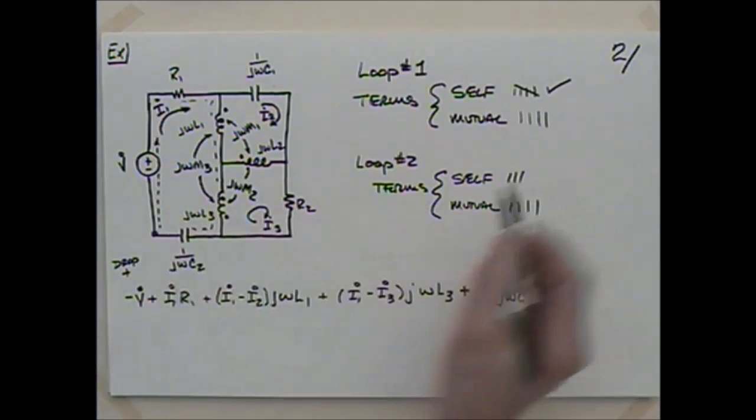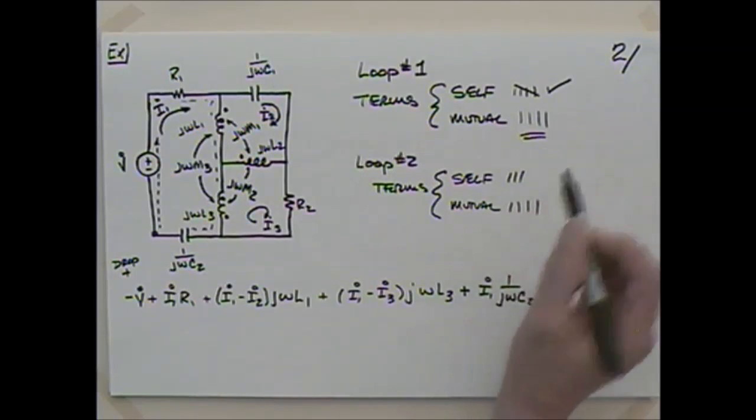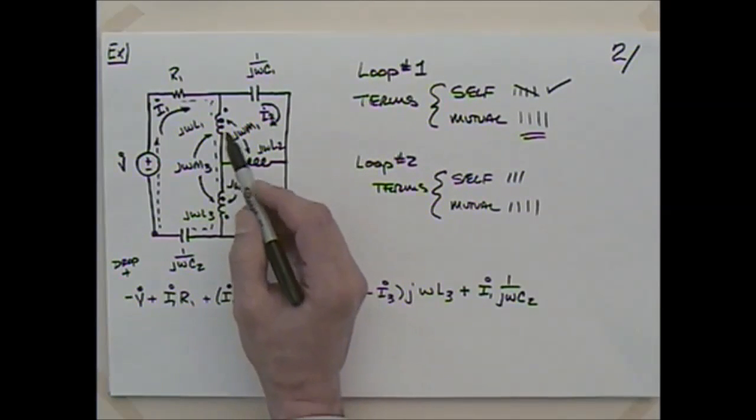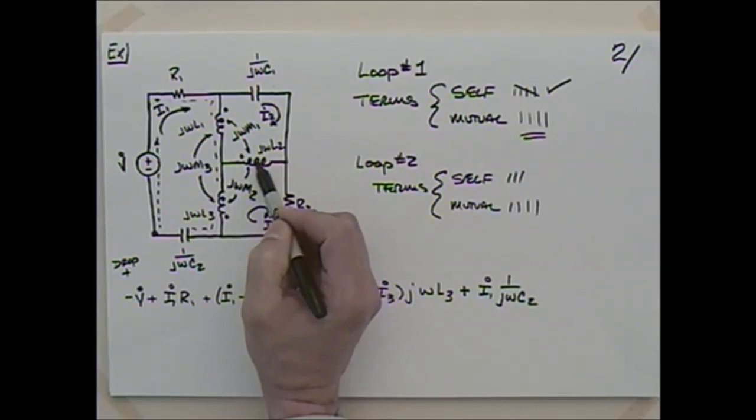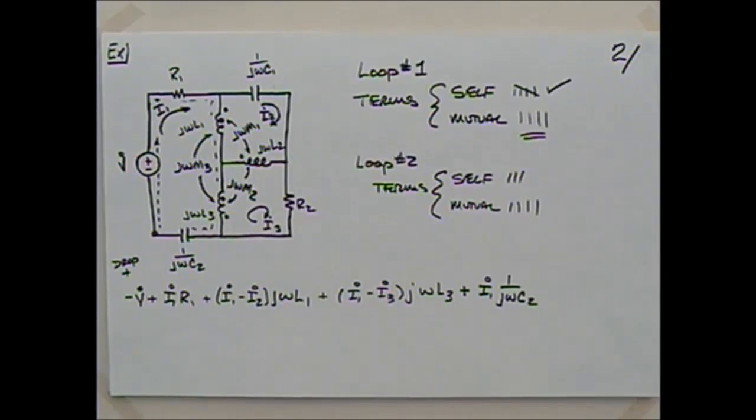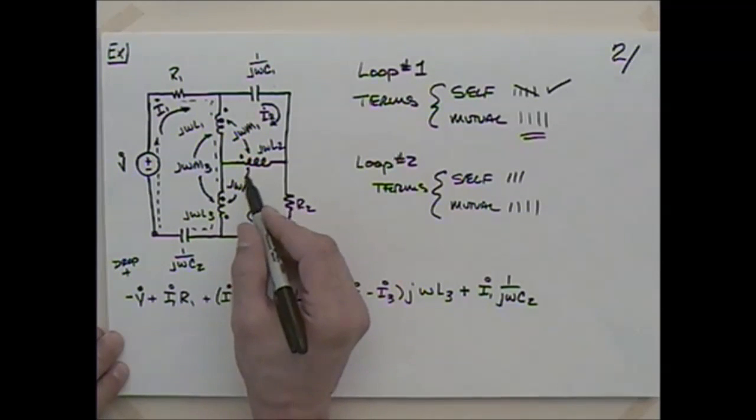So we said that there were going to be 4 mutual terms because the current through here induced a voltage here. Likewise, the current through here induced a voltage there. The current through here induced a voltage here. And finally, the current through there induced a voltage there. So we got 4 of them. So I guess we can just start out.